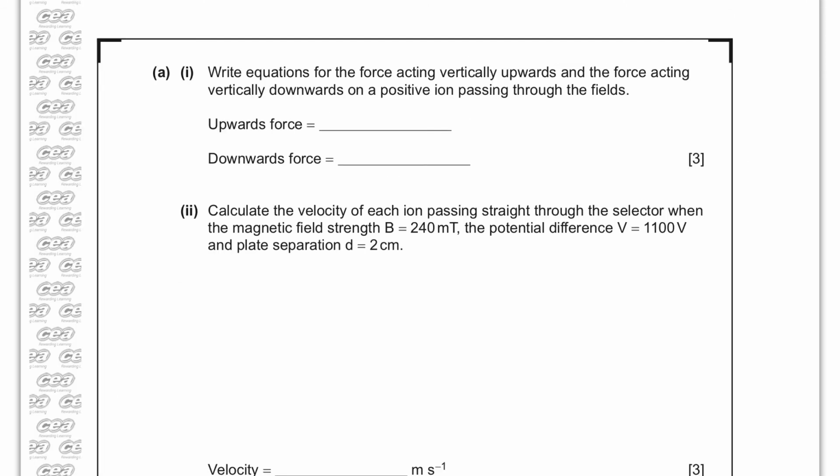Write equations for the force acting vertically upwards and the force acting vertically downwards on a positive ion passing through the plates. So remember that they had the lower plate positive, so the electric force there is going to be upward on the positive ions. And the force on a charged particle in an electric field is E times Q, but we know as well from parallel plates that E can be written as V over D, so this is going to be VQ over D. That means that the downward force has to be the magnetic force, and we can get it from BQv, where v is the velocity of the particles. And just watch your capital V's that they look different to your small v's.